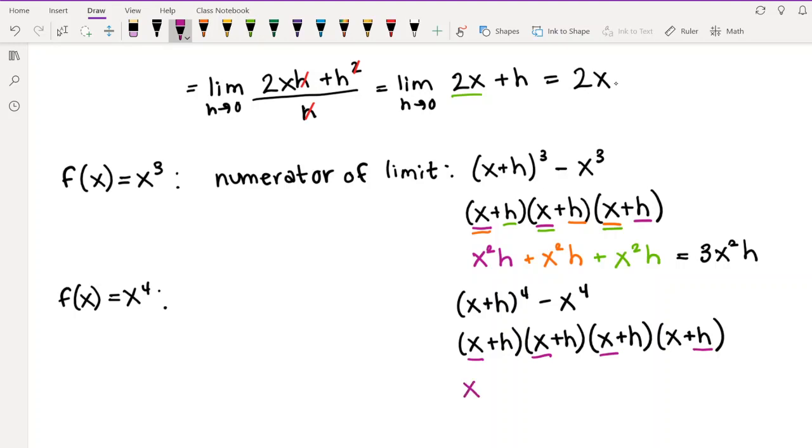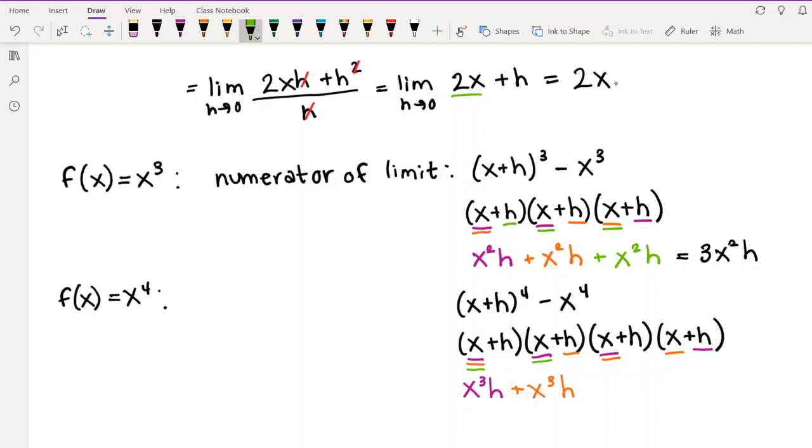So that would give us one x cubed h. We could also do x times h times x times x, so that would give us another x cubed times h. We could also do this x times, let's see, I'm trying to pick which one is h, so I guess I don't think I did this in the most organized pattern.